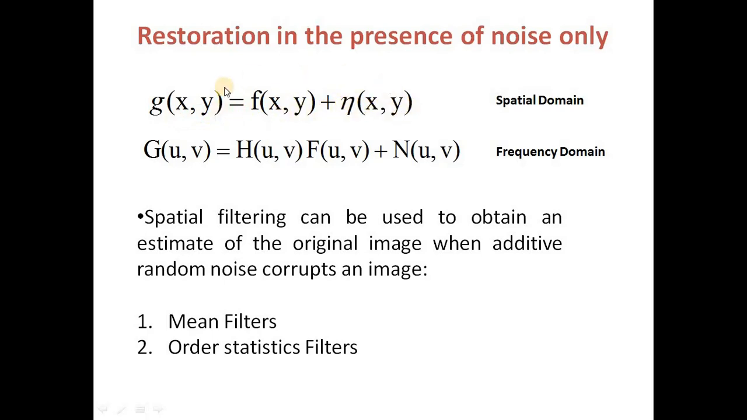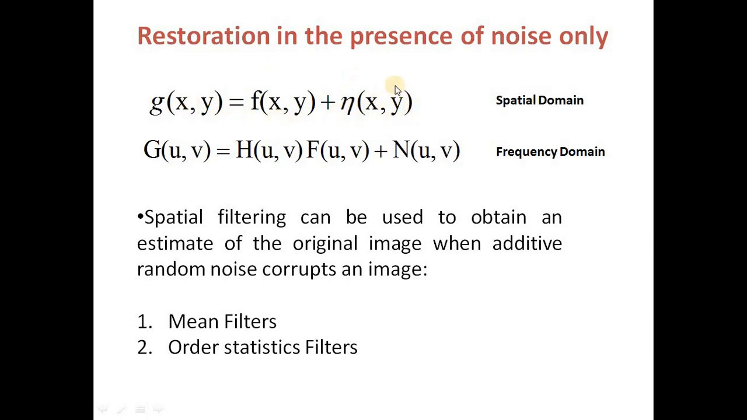So here in this special case, h of x,y is a unit impulse. So f of x,y convolved with the unit impulse is f of x,y itself, and so here the degraded image is g of x,y equals f of x,y plus eta of x,y. What you should note here is the degraded image is only degraded due to the presence of additive random noise eta of x,y.